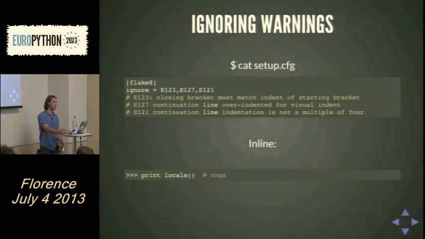But sooner or later, maybe you don't agree with all the stuff that it checks. So there is setup.cfg, the standard packaging tool in Python, where you can specify which errors to ignore, and I just put comments beside them, so I can actually remember which is which, because I don't remember numbers that well, and it's better for documentation. And inline, you can just add a comment, noqa, and it will not raise an error.